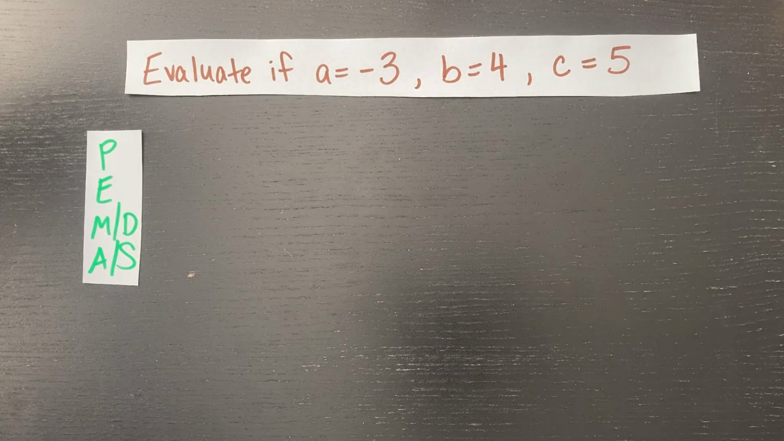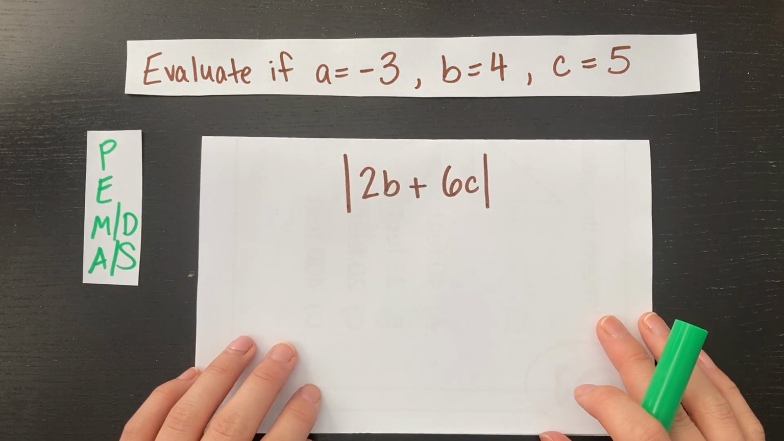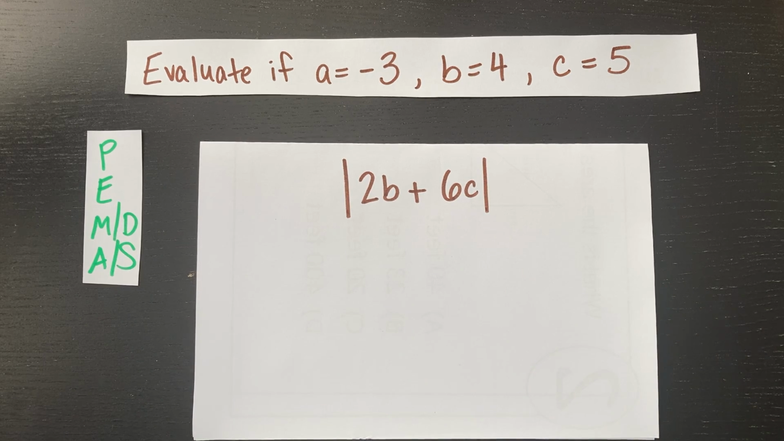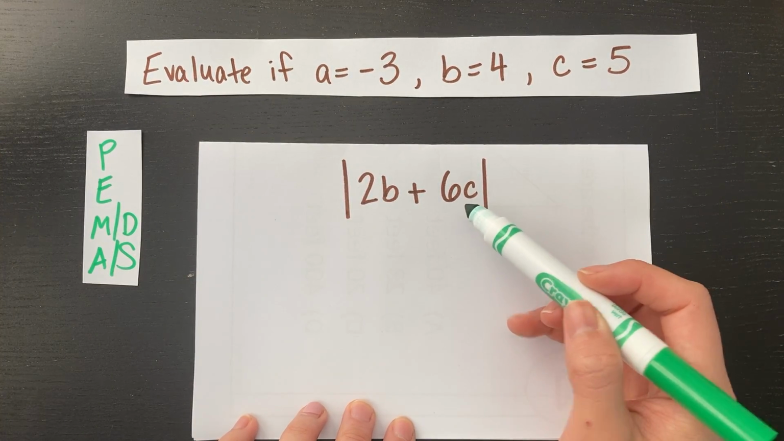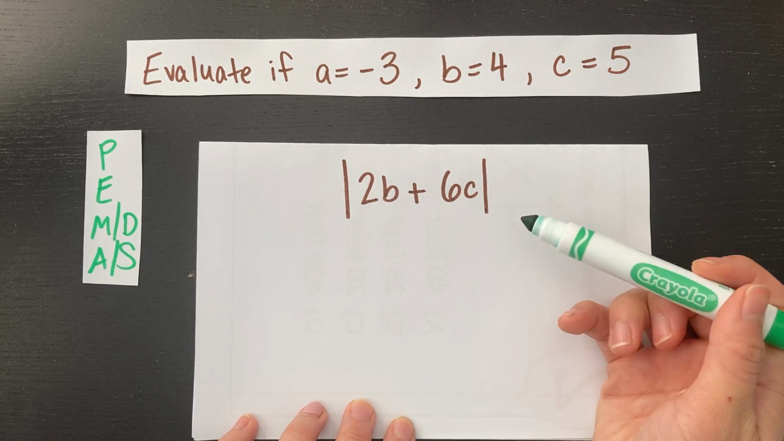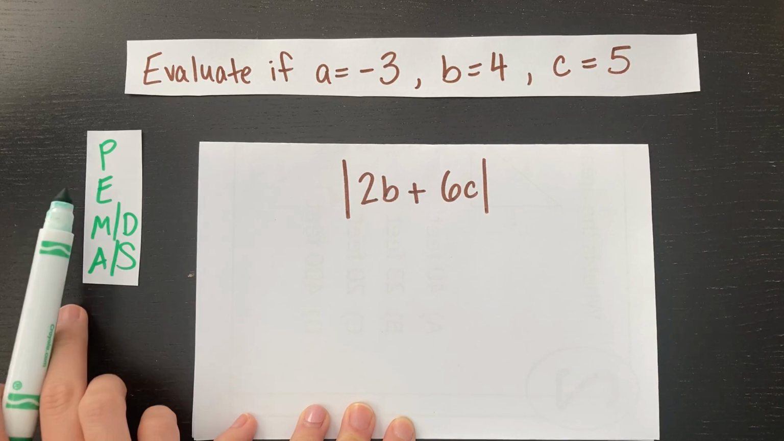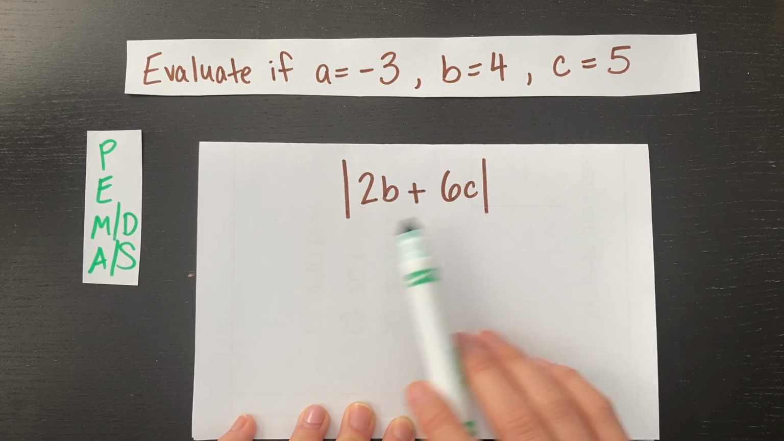Okay, moving on. Pick another color for fun. Now we have some absolute value bars here. That's okay. We're going to do what's inside these bars first. They act as grouping, you can think of them as parentheses before you find the absolute value. So we're going to do the absolute value at the end.